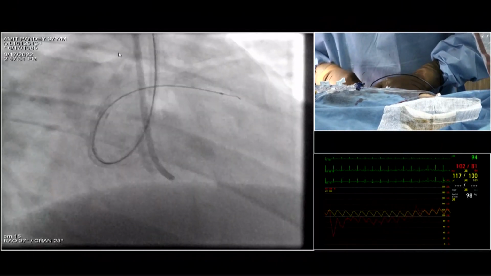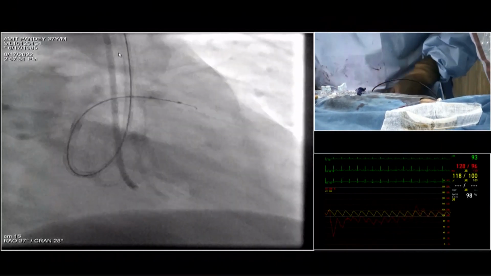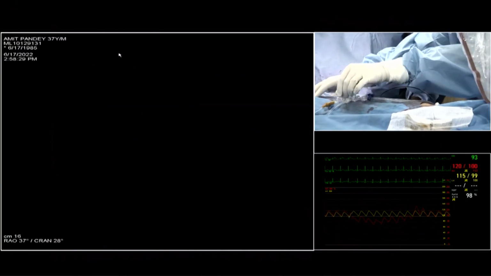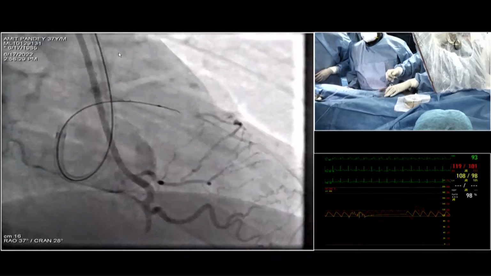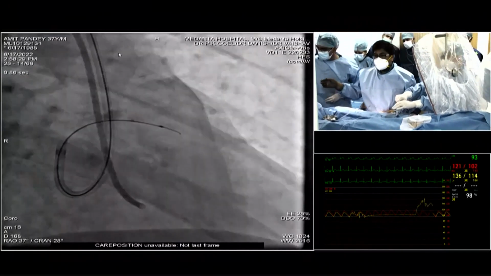Now, once he got the guide in a little better, you can see that the dual lumen catheter has been advanced. And what's the next wire that you're going to use, Dr. Goel? All right, let us see that. Give me a Conquest.